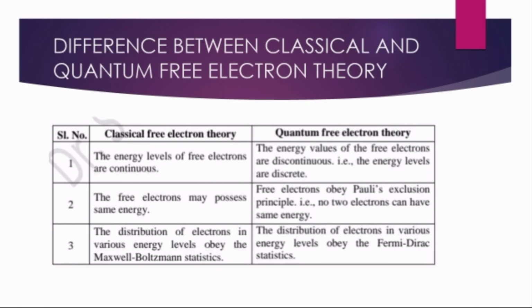Difference between classical and quantum free electron theory. Classical free electron theory: the energy levels of free electrons are continuous. Quantum free electron theory: the energy values of the free electrons are discontinuous, that is, the energy levels are discrete. Classical: the free electrons may possess the same energy. Quantum: free electrons obey Pauli's exclusion principle, that is, no two electrons can have the same energy. Classical: the distribution of electrons in various energy levels obeys the Maxwell-Boltzmann statistics. Quantum: the distribution of electrons in various energy levels obeys the Fermi-Dirac statistics.